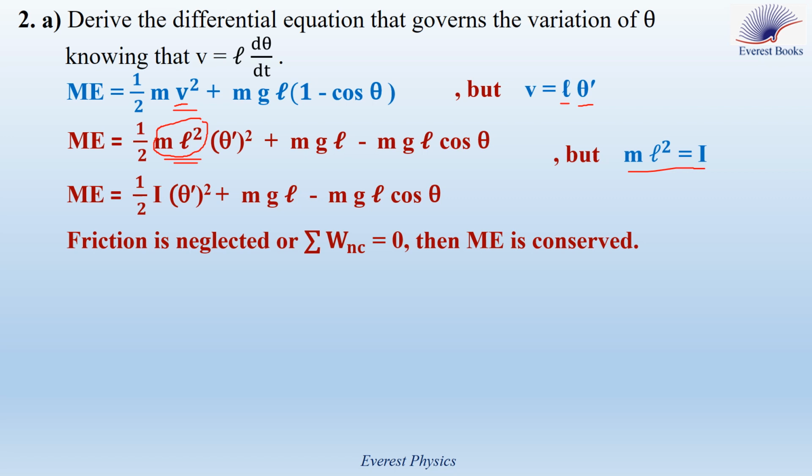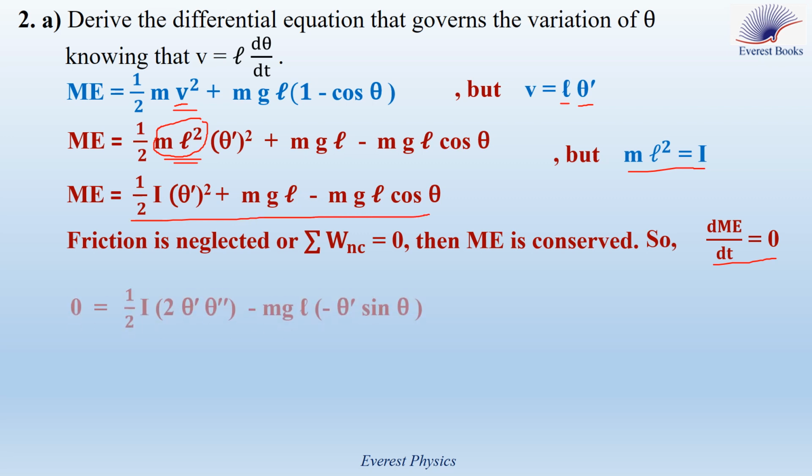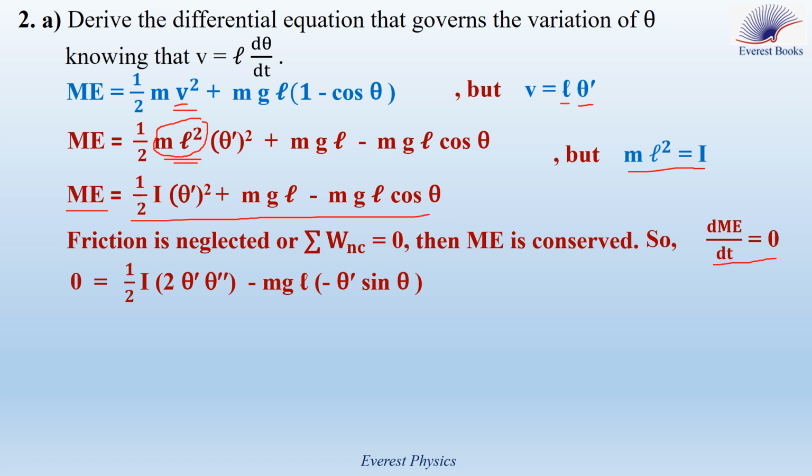If the mechanical energy is conserved, then its time derivative is equal to zero. So let's differentiate this expression with respect to time. So the left side, dME/dt, is equal to 0. Let's start with 1/2 I θ' squared. 1/2 I is a constant multiplied by the variable θ' squared. So the derivative of this term is equal to the constant 1/2 I multiplied by the derivative of the variable, which is equal to 2 θ' θ''.